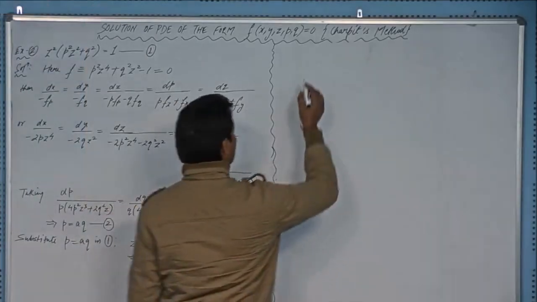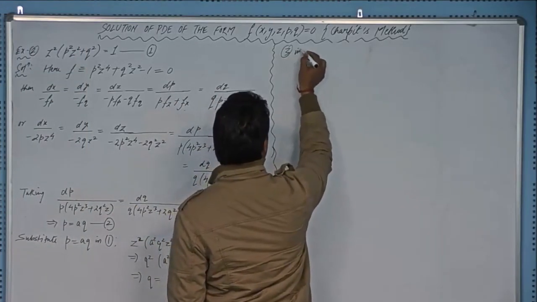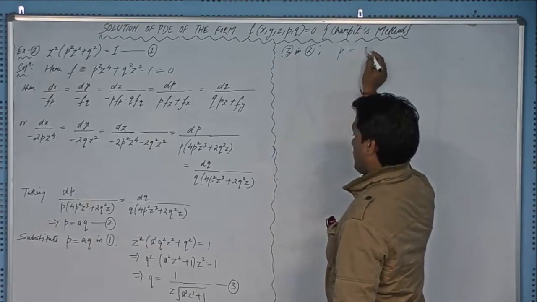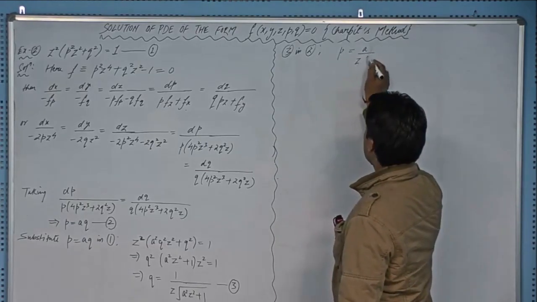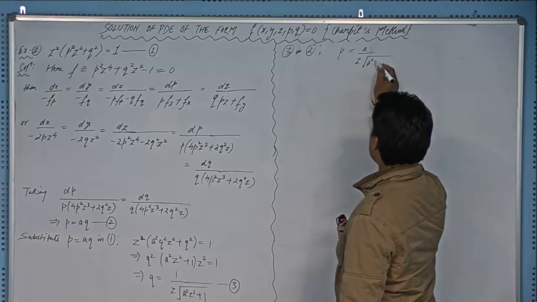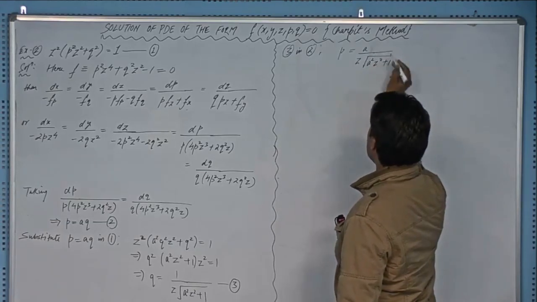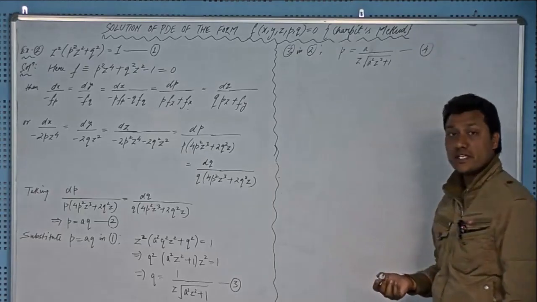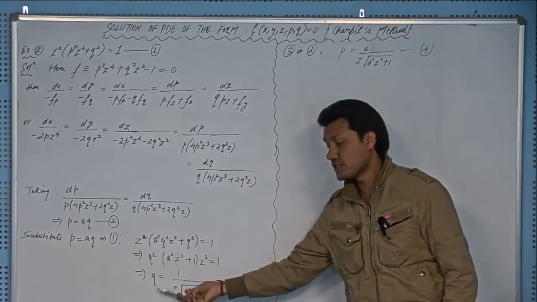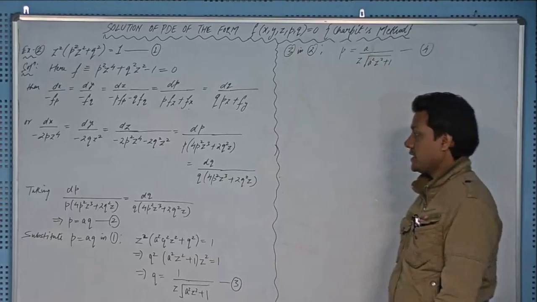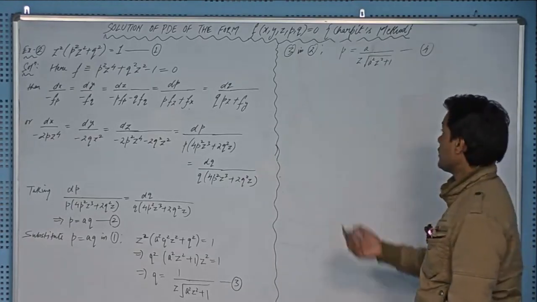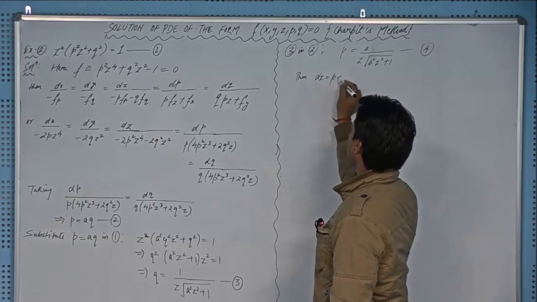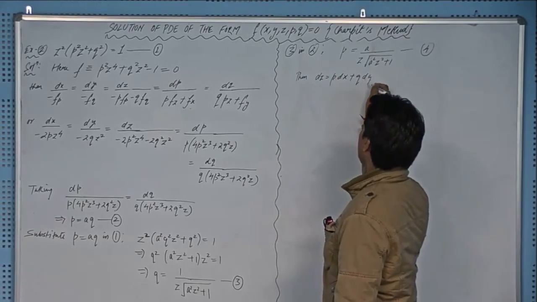This is my q, equation number 3. Third in second, that will give me the value of p, that is p is equal to small a upon z over a square z square plus 1. So this is my p, equation number 4. Now after obtaining small p and small q in terms of x, y, z, then I will be using the equation dz is equal to p dx plus q dy, right?